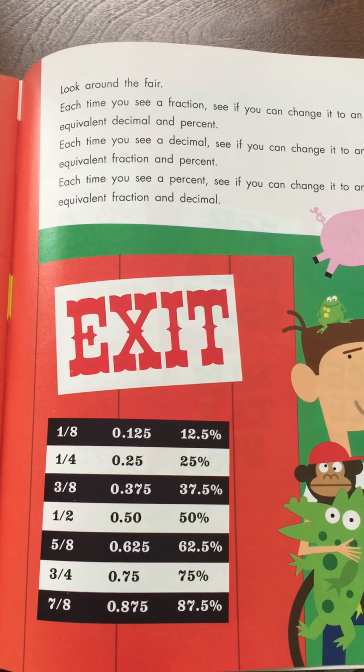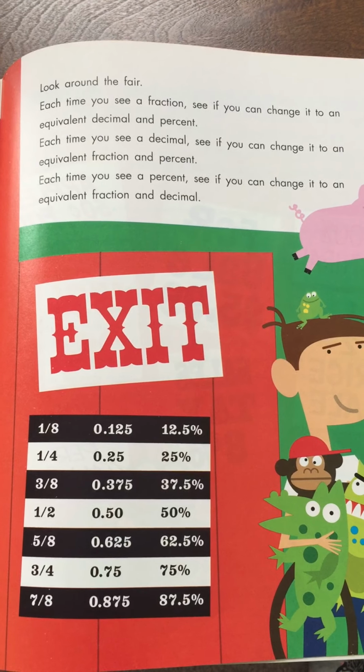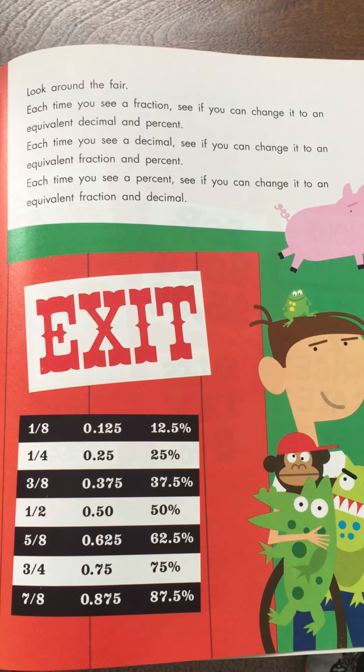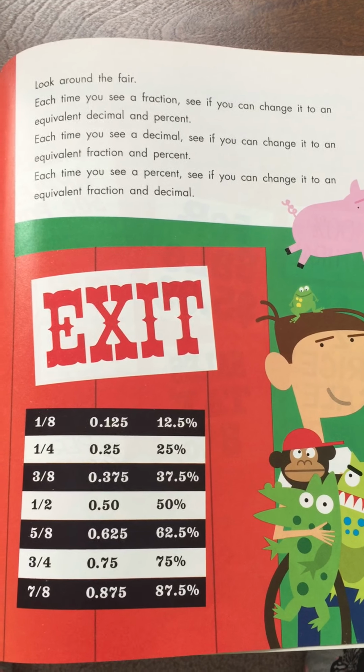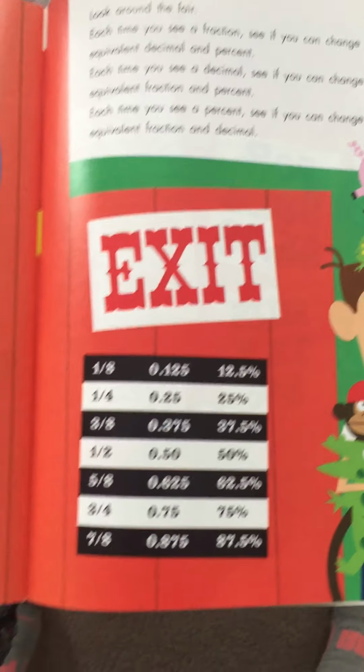Look around the fair. Each time you see a fraction, see if you can change it to an equivalent decimal and percent. Each time you see a decimal, see if you can change it to an equivalent fraction and percent. Each time you see a percent, see if you can change it to an equivalent fraction and a decimal.